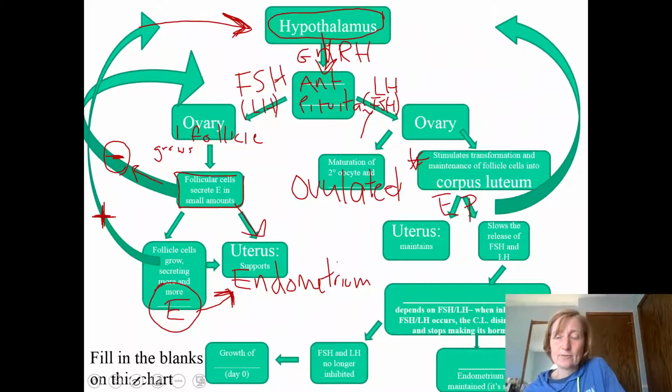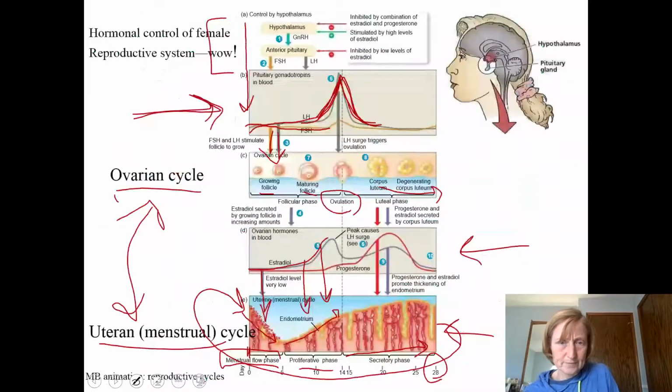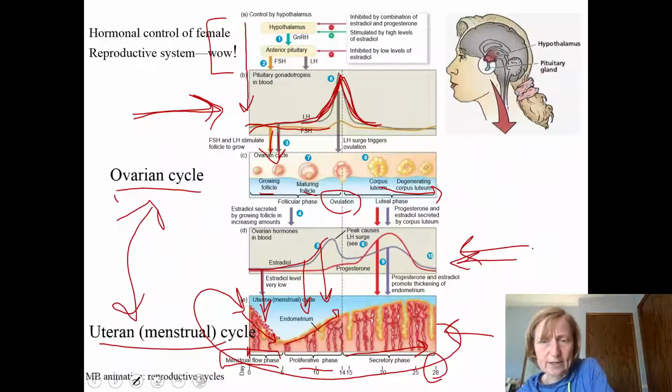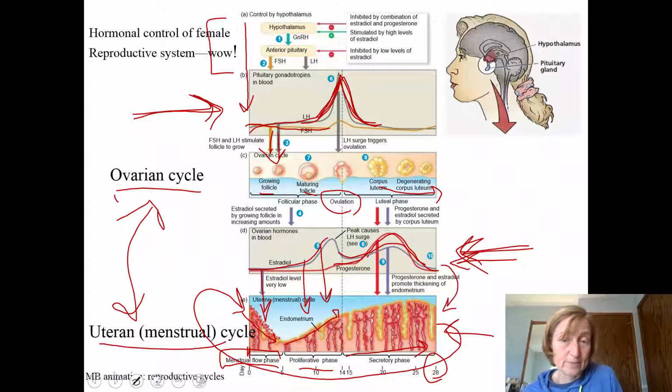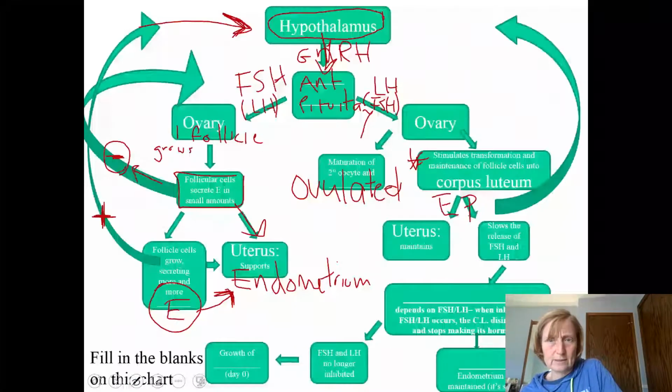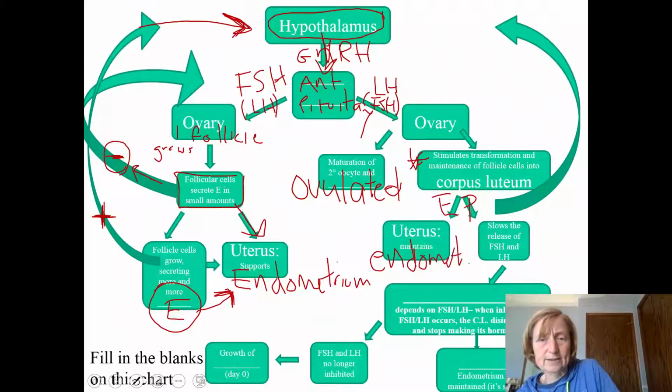Okay? And if we look at the chart over here, after halfway through the cycle, we should see an increase in both estradiol and progesterone, and we do, right? That increase in estradiol and progesterone targets the endometrium and promotes thickening and maintenance of the endometrium. So let's write that in. So it targets the uterus and maintains the endometrium. So right in there, endometrium. I'm not going to have room for it.